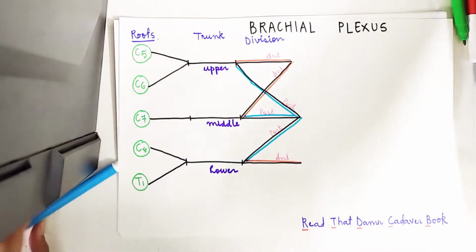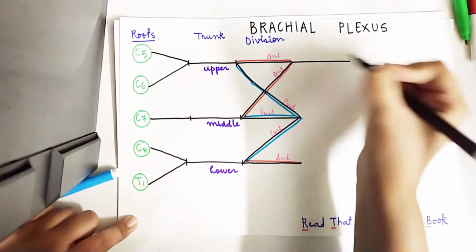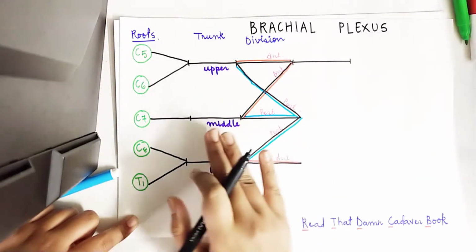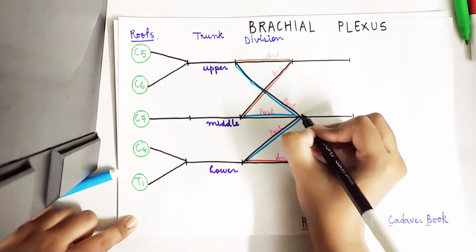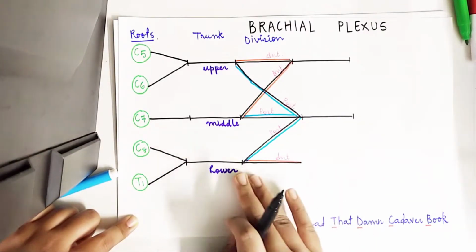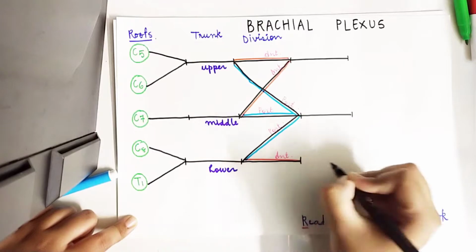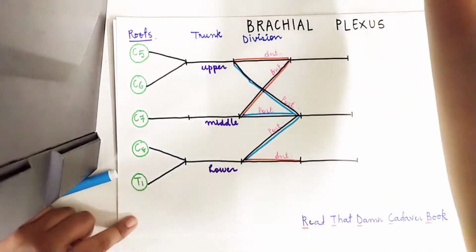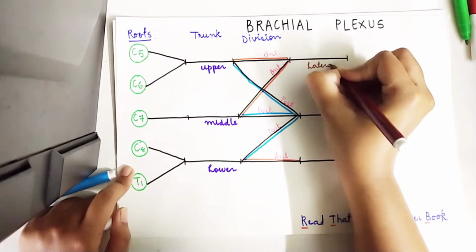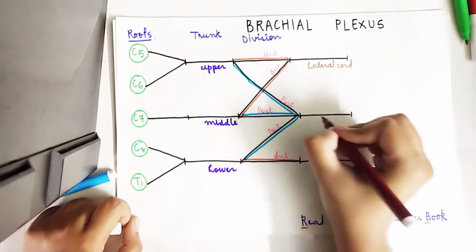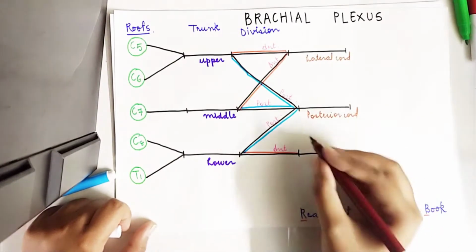Now the anterior division of the upper trunk and the middle trunk will form the lateral cord. The posterior divisions of the upper, middle and lower trunks will form the posterior cord, and the anterior division of the lower trunk will form the medial cord. So we'll write down: this is the lateral cord, this is the posterior cord, and this is the medial cord.